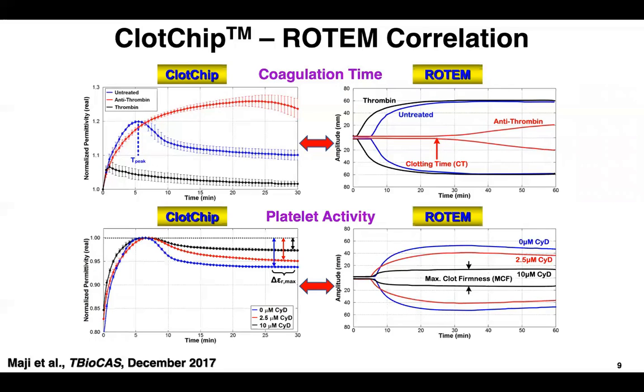Studies were also performed with the ClotChip alongside Rotem. ClotChip's delta epsilon R max parameter was correlated with Rotem's maximum clot firmness, or MCF parameter. Rotem's MCF is a clinically important indicator of clot strength and is reduced in cases of diminished platelet activity. Also, a very high correlation between delta epsilon R max and MCF was observed in this case.